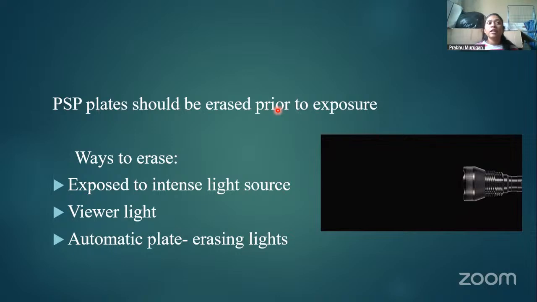But in case of your older versions of your PSPs, the previous image has to be erased and then only you have to take the other image. Otherwise, double image artifact will be produced. So to erase the previous image, there were three methods that were used: exposure to intense light source, or placing it under the viewer light, or automatic plate erasing systems, which are the recent invention. The previous image will be erased automatically after passing through the scanning light, and then you can take the next image directly.